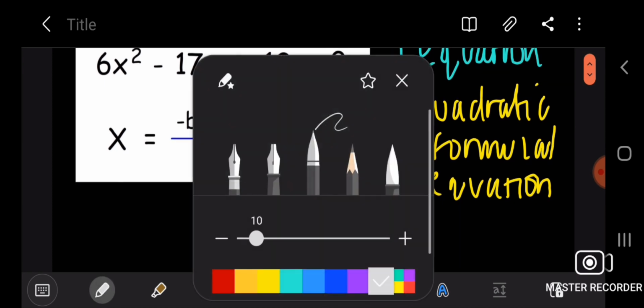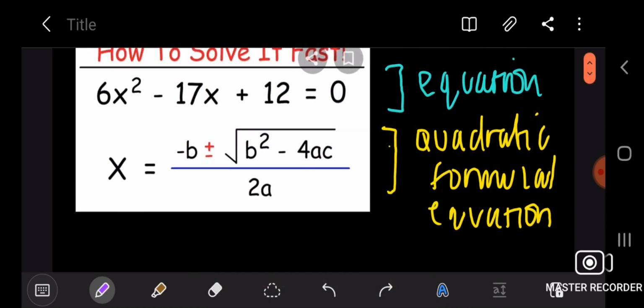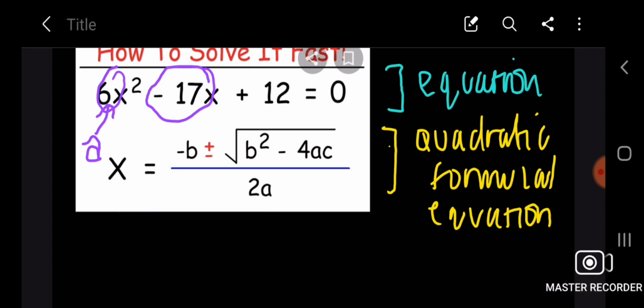You're first going to want to substitute your values, and you want to do it in order. 6x squared is first, and A is the first letter in the alphabet, so 6 is going to be the value of A. Then negative 17 is the second one, and B is the second letter in the alphabet, so B is going to be the value of negative 17.